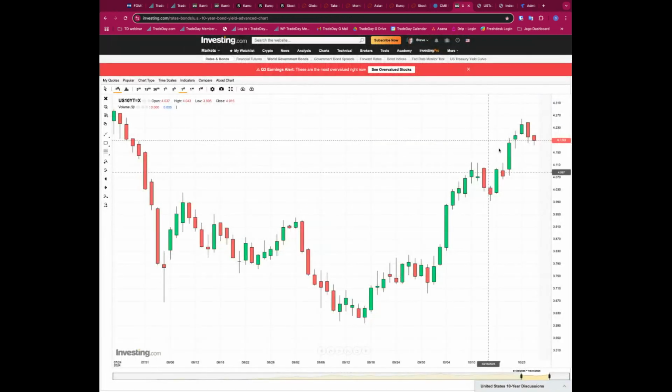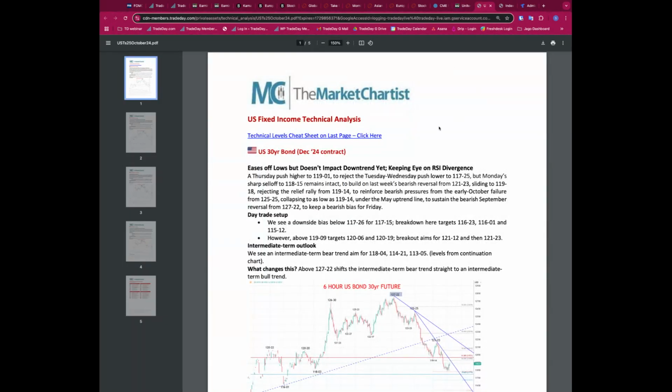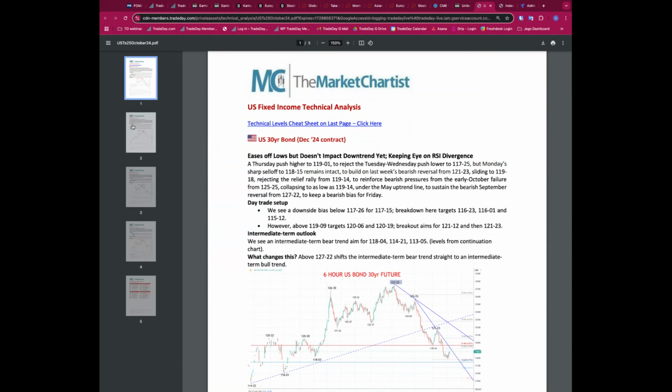Yields, as I said in here, having pushed significantly higher through this week, have been climbing higher all the way since late September, early October. Slightly backing lower in yields yesterday and this morning, which have helped the outlook for stocks in here. So here's their US fixed income report in here.